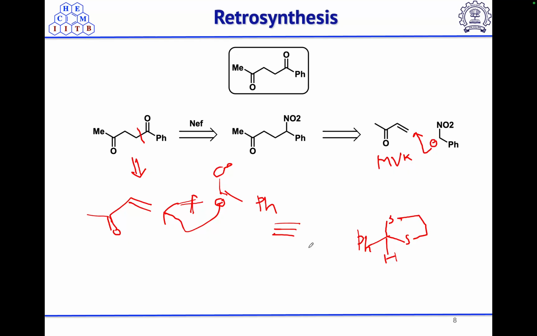If you treat this proton with n-butyl lithium, which is a base, it will abstract this proton and generate this carbanion. Now you can add this carbanion to methyl vinyl ketone to get this product. At the end, you have to cleave this dithiane with Hg2+. That is how you can also get this 1,4-diketone compound. So you can see there are many methods to get any desired product.